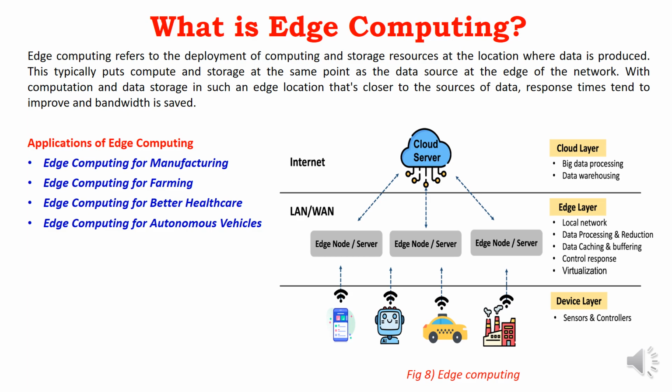What is edge computing? Edge computing refers to the deployment of computing and storage resources at the location where data is produced. The computation takes place at the edge of the device network, which is known as edge computing. That means a computer is connected with the network of the device which processes the data and sends the data to the cloud in real time. That computer is known as an edge computer or edge node. With this technology, the data is produced and transmitted to the devices instantly.